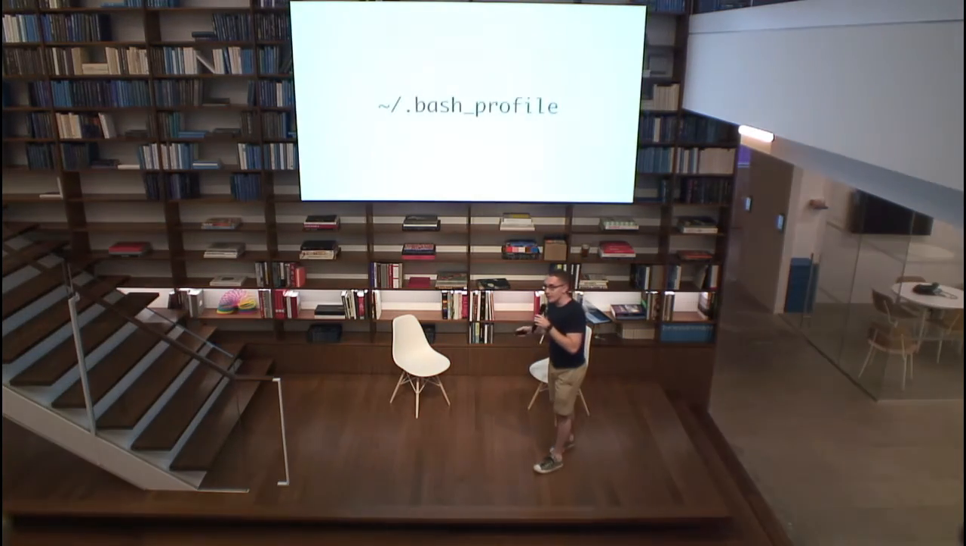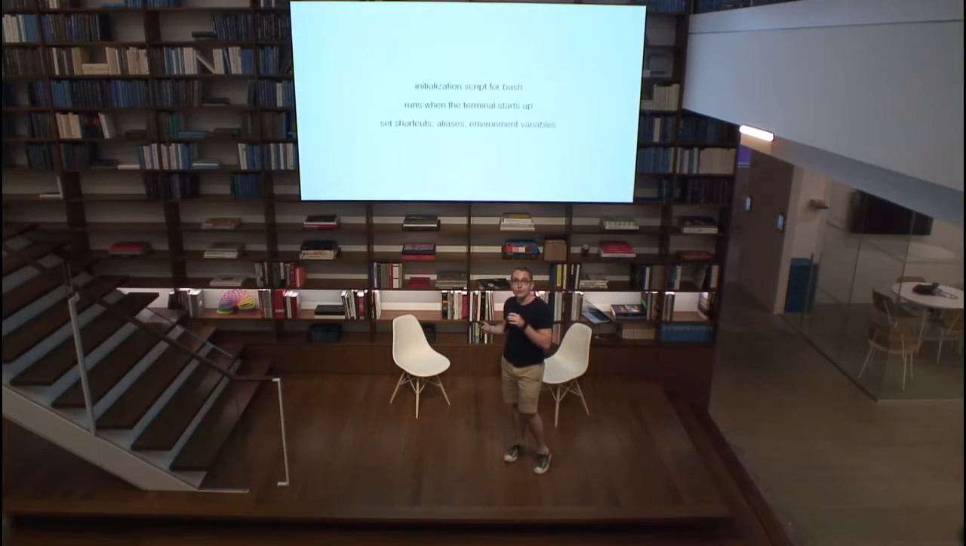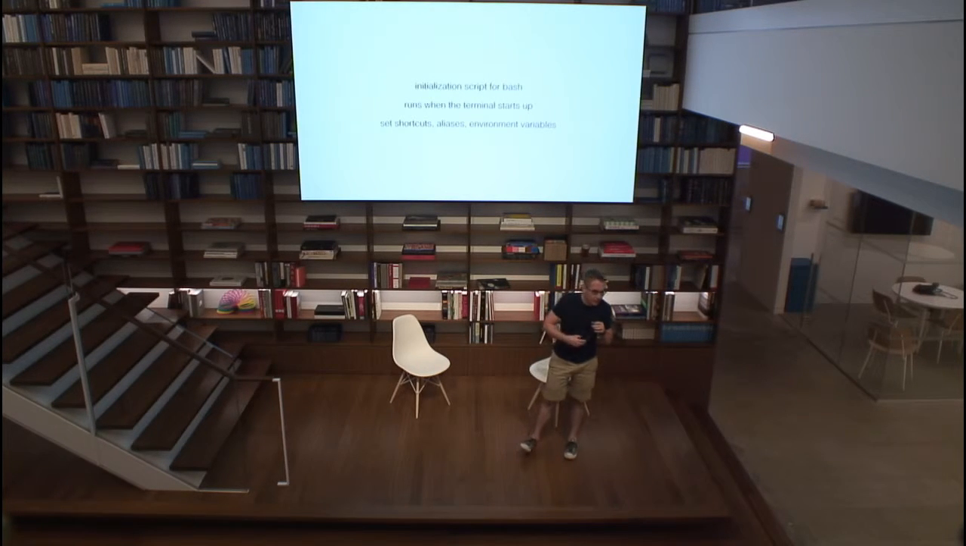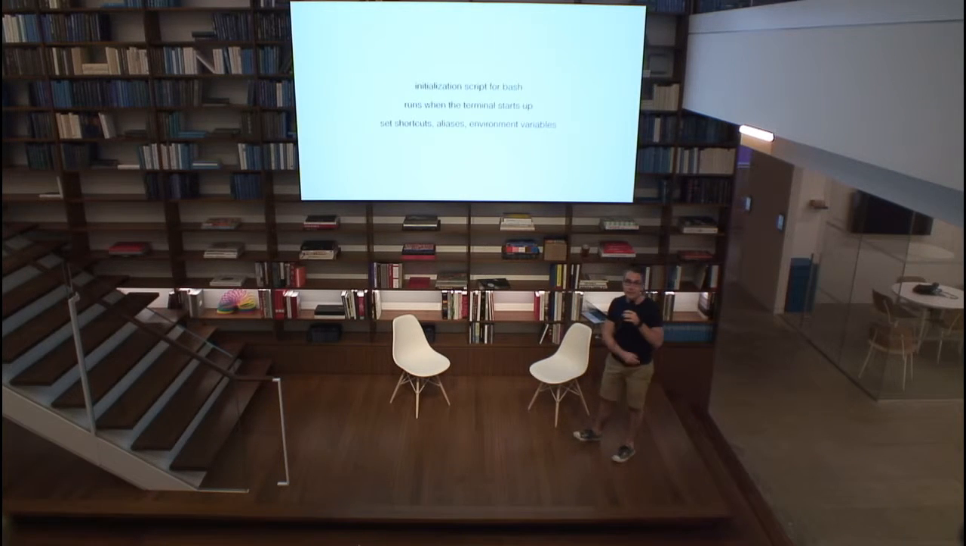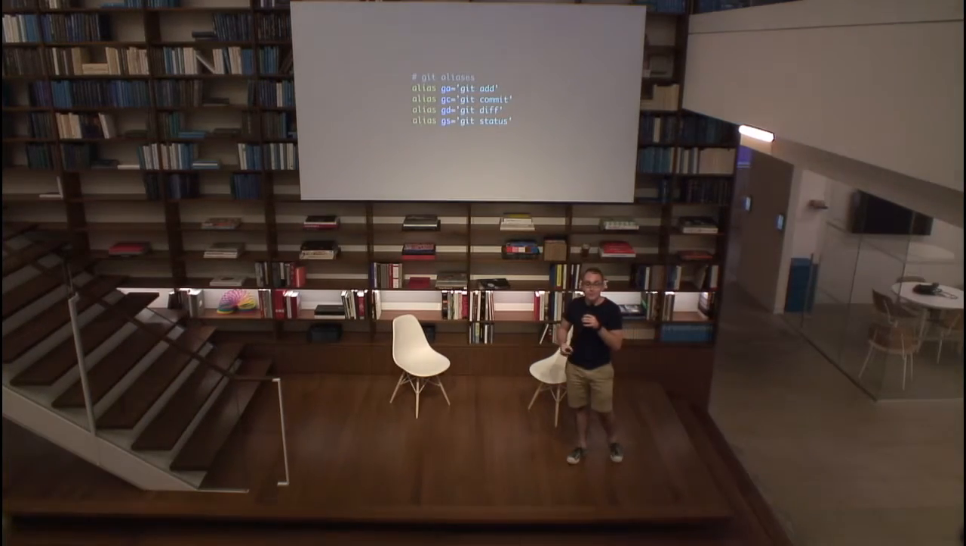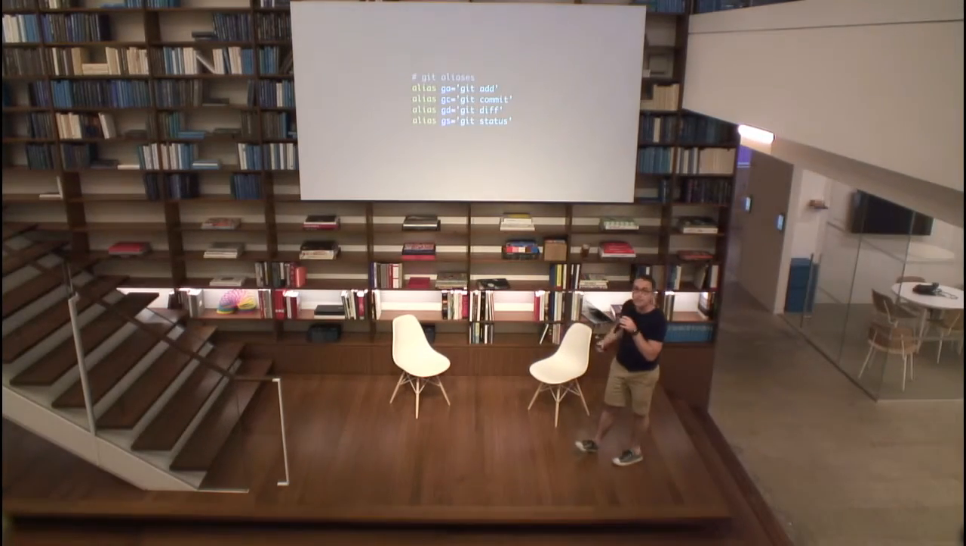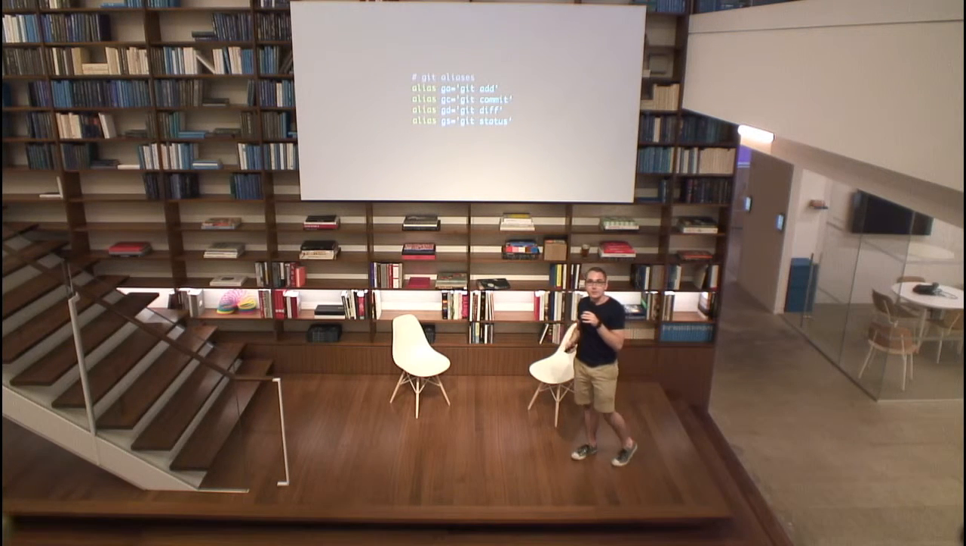And what's cool about all this is it can all be customized in your bash profile. The bash profile is the initialization script for bash. It runs every time the terminal starts up. And it basically lets you set your shortcuts, your aliases, and your environment variables for any terminal session that you use. So for me, I have a couple quick ones for git. GA will be alias to git add, GC, git commit, etc., etc.